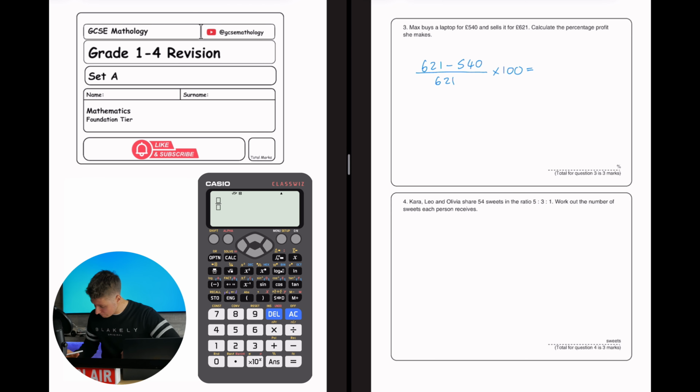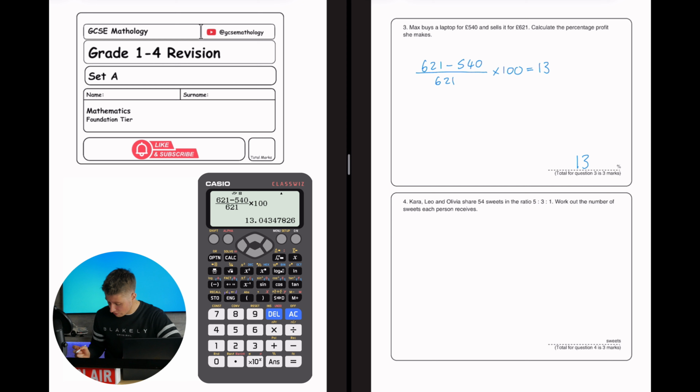So on the calculator, 621 subtract 540 divided by 621 multiplied by 100. So to the nearest percent, this is equal to 13%.